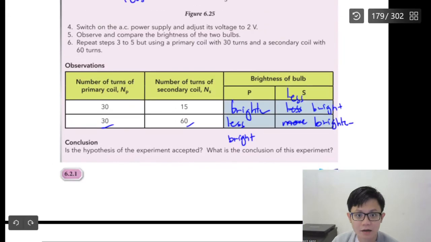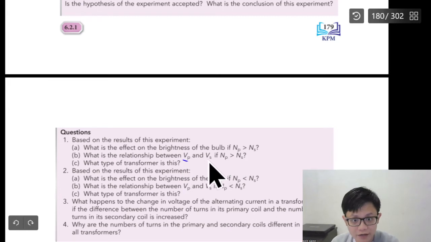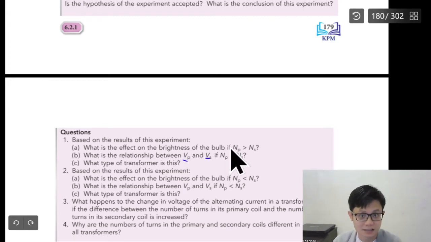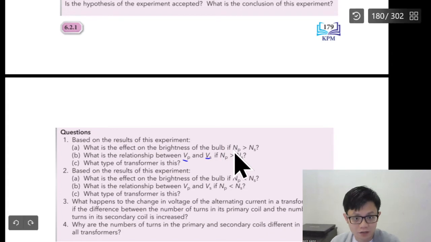Okay, we look at V. V means volt. VP is volt for the primary, Vs is volt for the secondary. N is the number of turns in the primary, and the number of turns in the secondary.